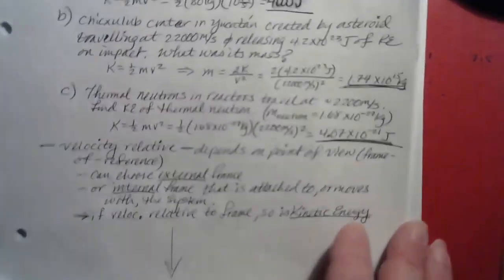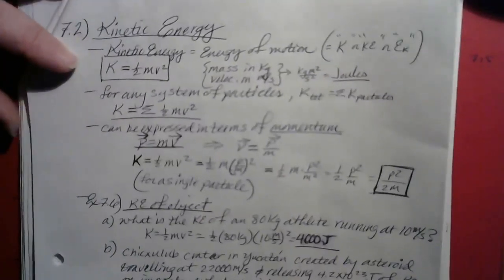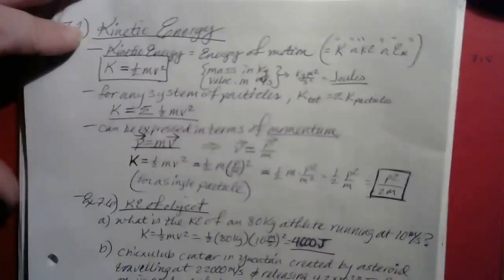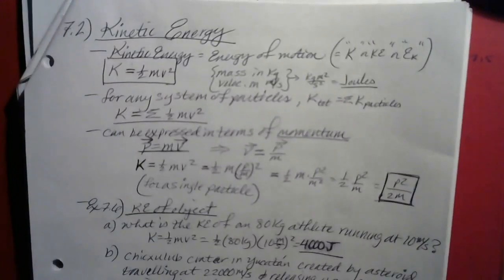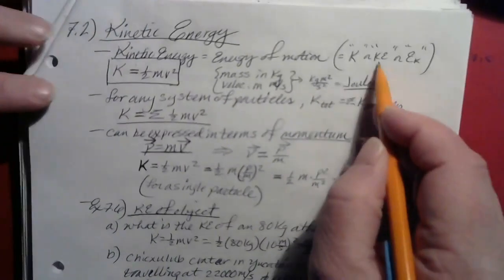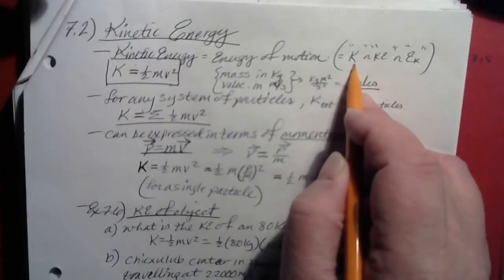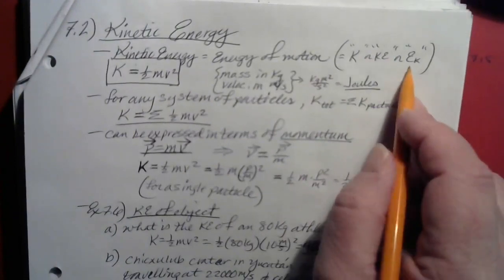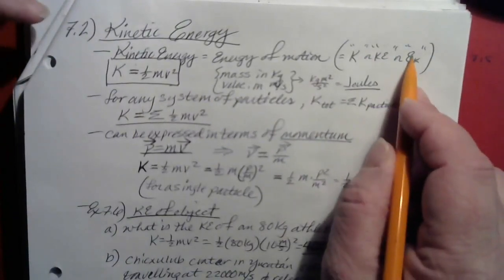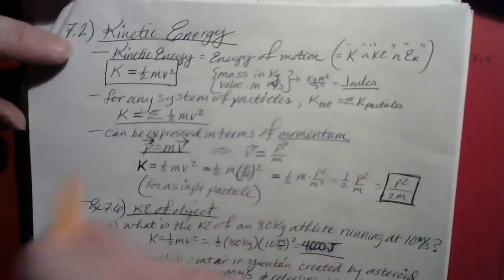Okay, this brings us to the next topic, which is kinetic energy. Kinetic energy is also known as the energy of motion. There are various symbols that can be used for kinetic energy. I tend to use KE for kinetic energy, but the book likes to use K, and a lot of other books like to use E sub K for energy subkinetic. So you might see any of these.